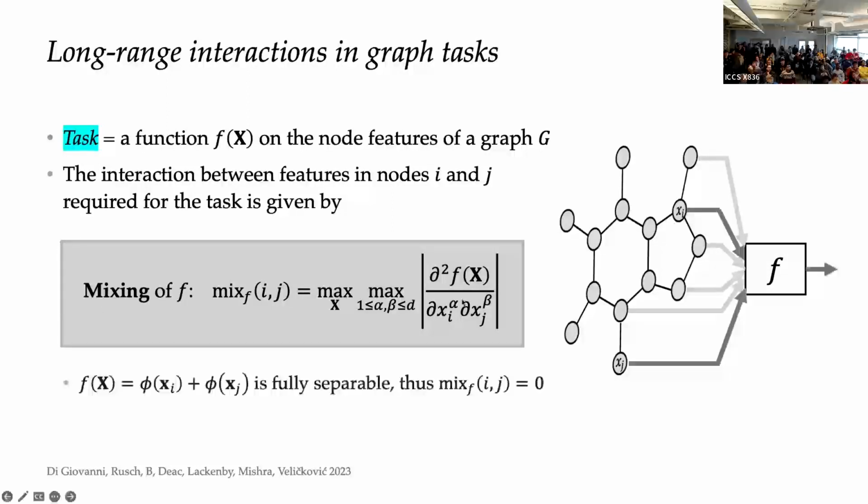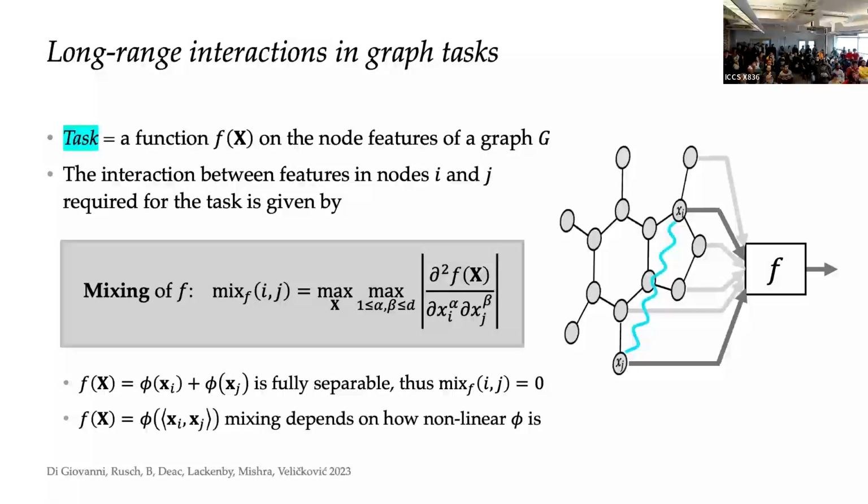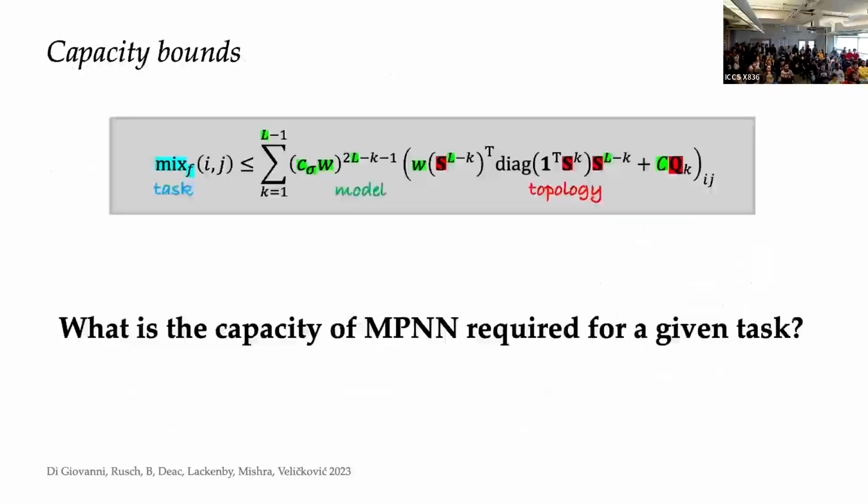And you can see in the simplest case, if we have a completely separable function, the second order derivative will be 0. So in this case, the nodes act on their own, so they don't interact at all, right? So they don't mix. Another extreme example is when we have a function of the inner products of the features. In this case, all the nodes interact with each other, and the mixing will depend on how nonlinear this function is. Right? So this is again maybe very simplistic, but that's a way of characterizing interaction between the nodes.